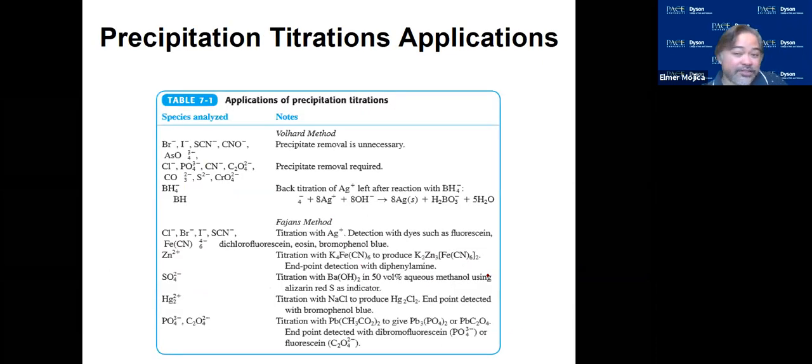Now there are a lot of applications of this silver analysis. For the Bonehart and for the Fajans, they use the same materials. So those are the applications. They still use these until the present time.